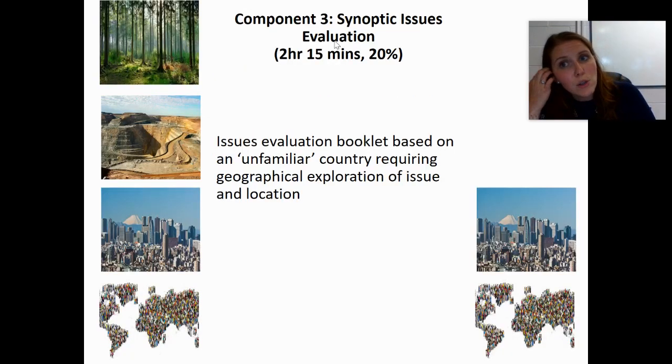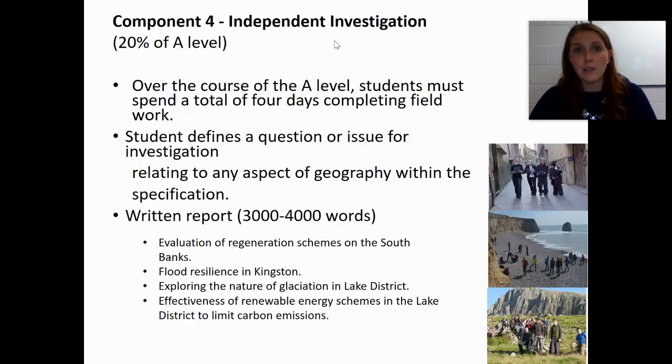Paper 3 is a synoptic-based paper and it's evaluative, so no new content is taught for this, but students are given an unfamiliar scenario of a country. A few years ago we had Singapore and they had to do an issues investigation around Singapore. So for the country or region that they're given, they explore some of the issues, building on their previous knowledge.